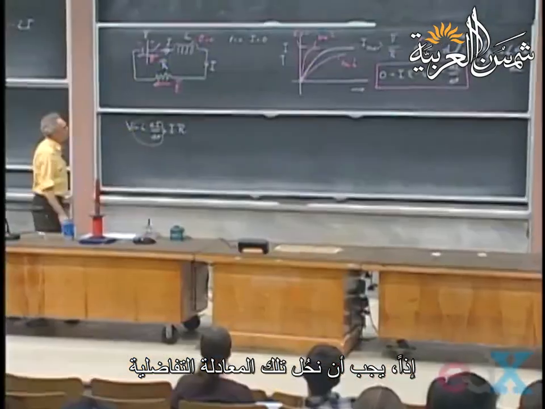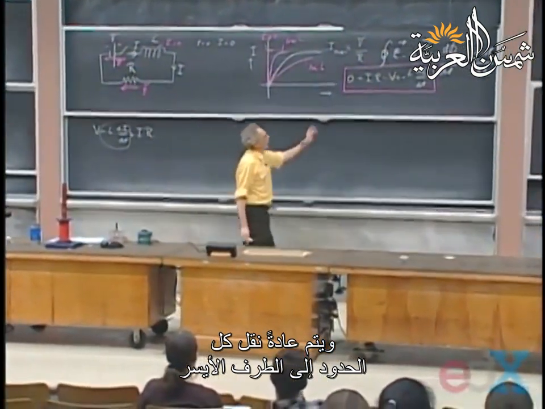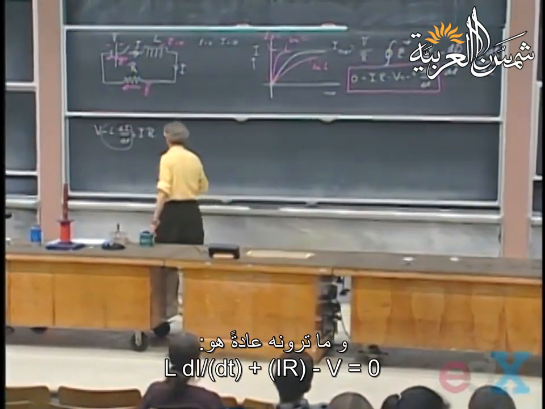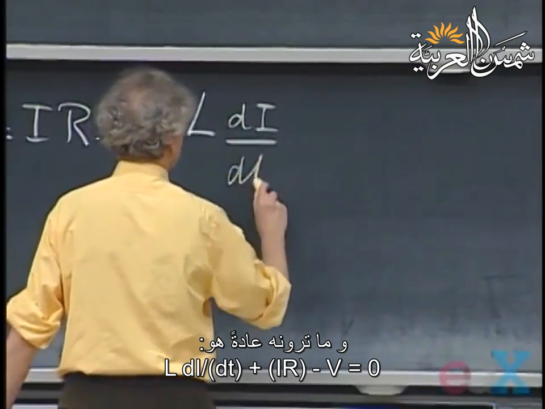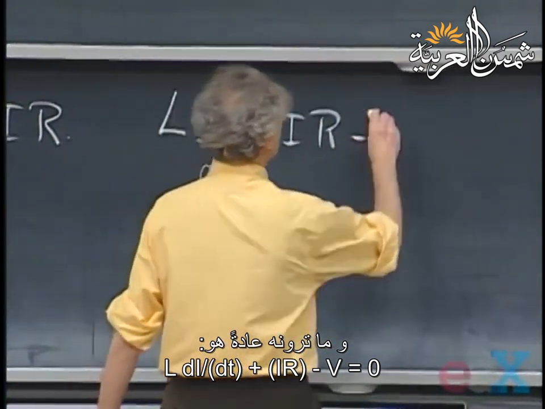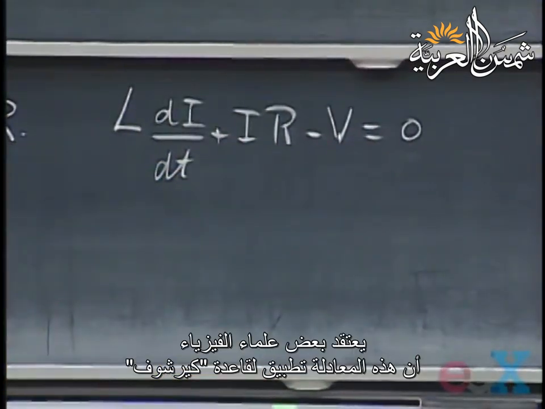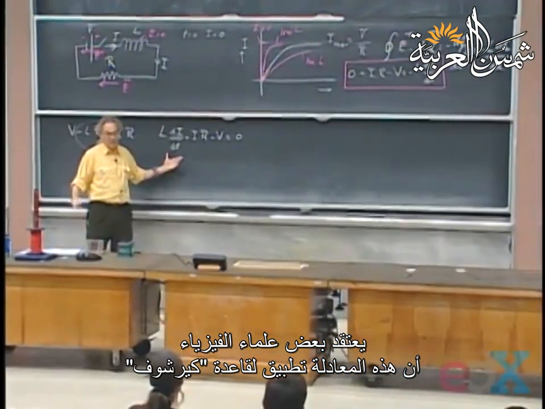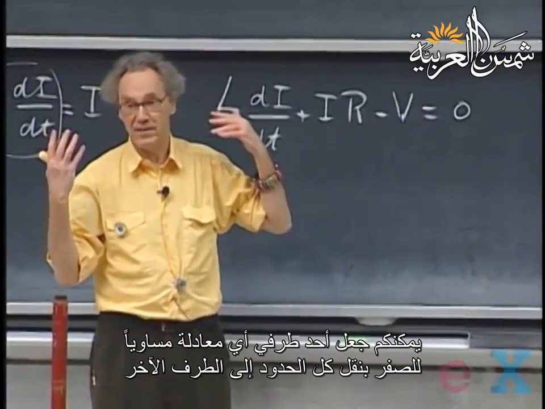And so we have to solve that differential equation. What is often done is that you bring all the terms to the left side and get a zero on the right side. So what you often see is L di/dt plus IR minus V equals zero. And because we have a zero here, some physicists think that this is an application of Kirchhoff's rule, which is nonsense. You can always make a zero here by bringing all the terms to this side.